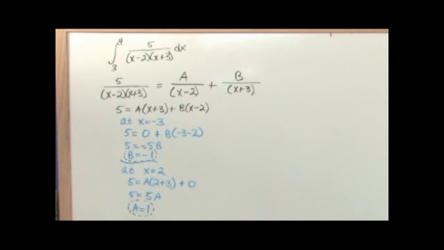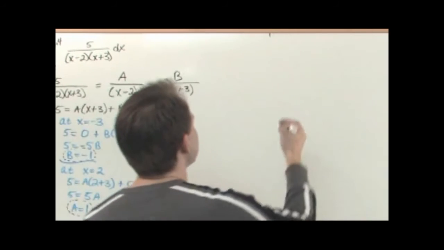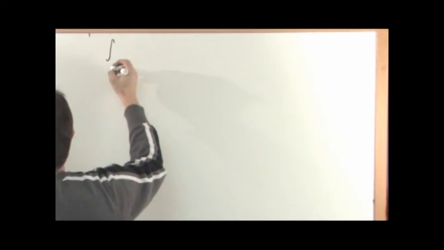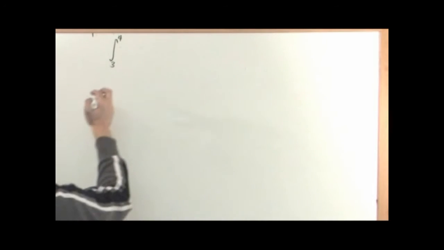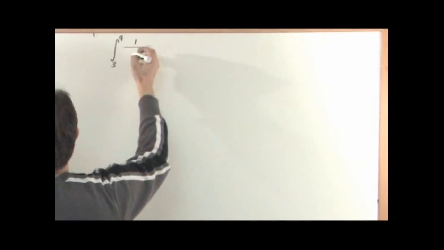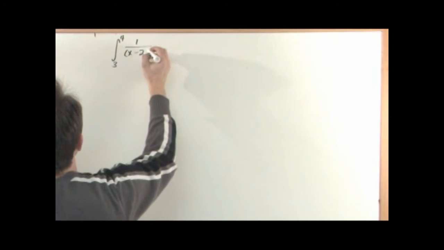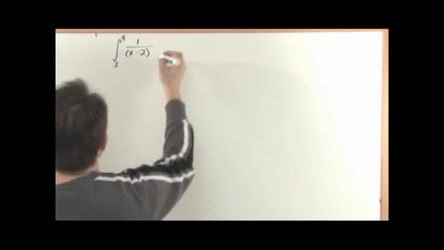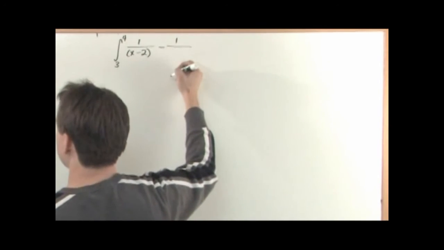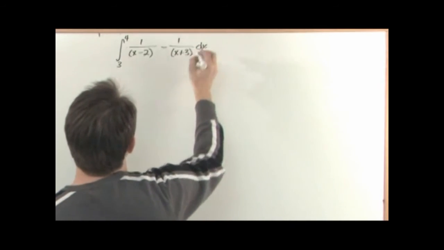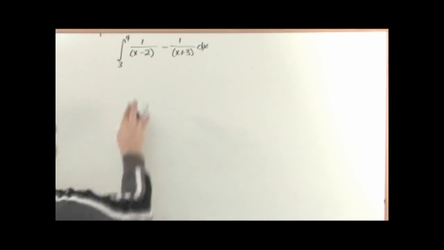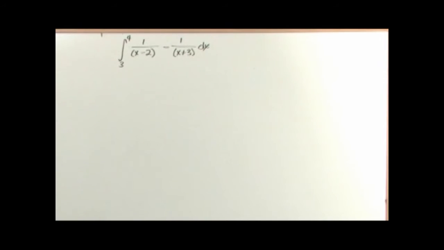So let's go ahead and move to the other side of the board, and let's go ahead and write that down. So my integral has now become, I have transformed my integral from 3 to 4. A was equal to 1, so it's going to be 1 over x minus 2. Okay, and b is negative 1, so I'm going to have minus 1 over x plus 3, dx. So I have transformed that original integral into a very simple integral, and I can actually evaluate that.